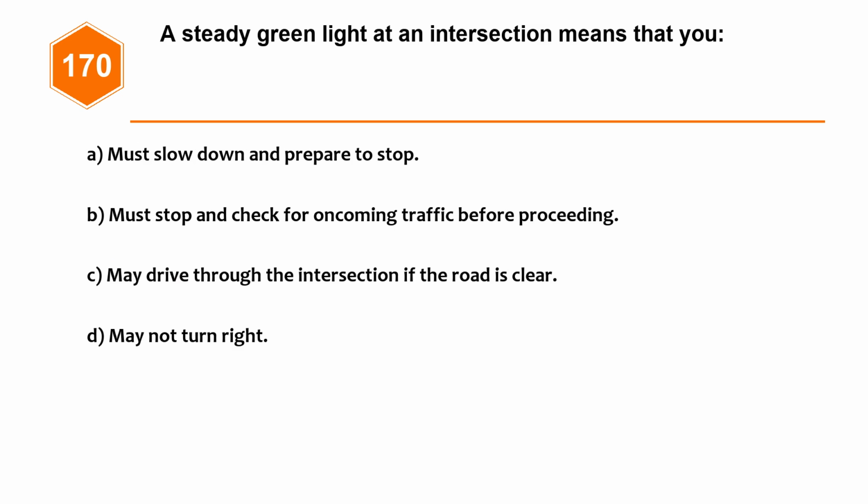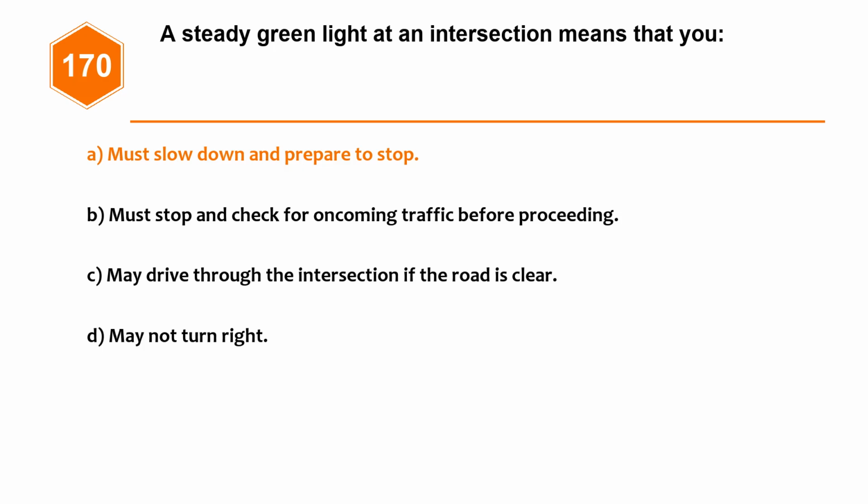Question 170. A steady green light at an intersection means that you, option A, must slow down and prepare to stop. Option B, must stop and check for oncoming traffic before proceeding. Option C, may drive through the intersection if the road is clear. Option D, may not turn right.